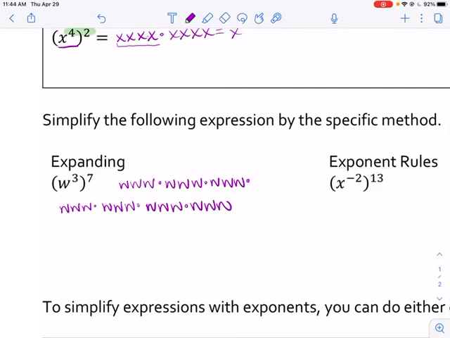Okay, now how many w's do I have? 1, 2, 3, 4, 5, 6, 7, 8, 9, 10, 11, 12, 13, 14, 15, 16, 17, 18, 19, 20, 21. Whew! W to the 21st.